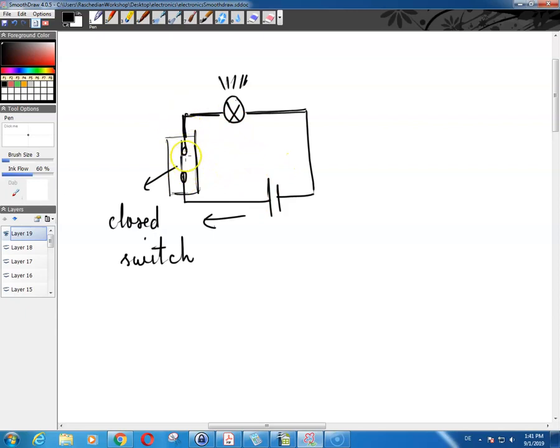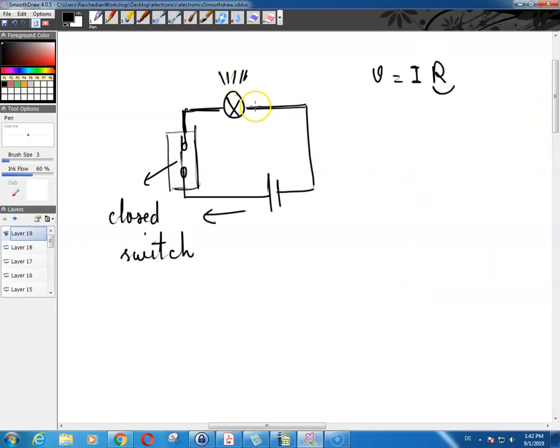And technically we say that there is no voltage drop across the terminals of the switch because the resistance of the switch is zero. When your resistance is zero, of course there can be no voltage drop across the terminals of the switch, meaning that the voltage drop is V equals IR, and if you have some resistance over here, let's say that you have this circuit over here.